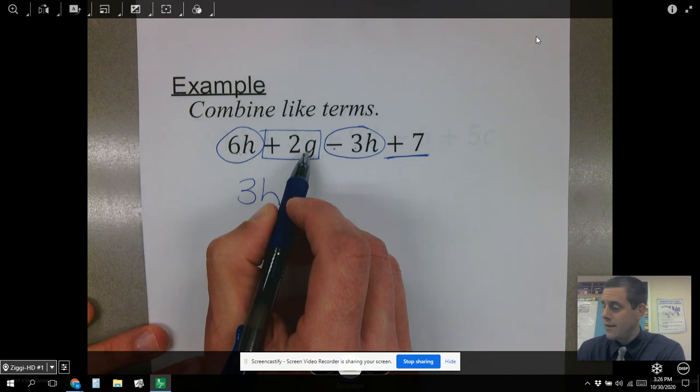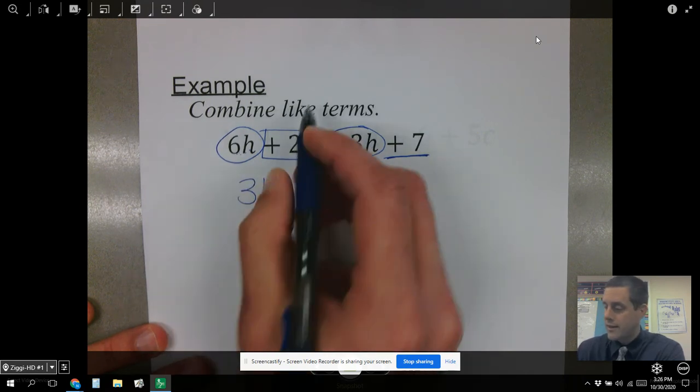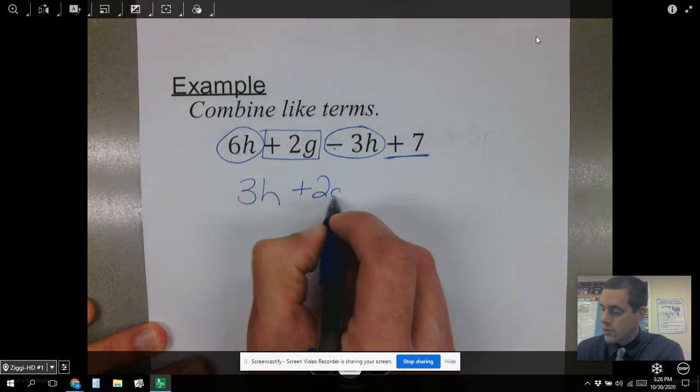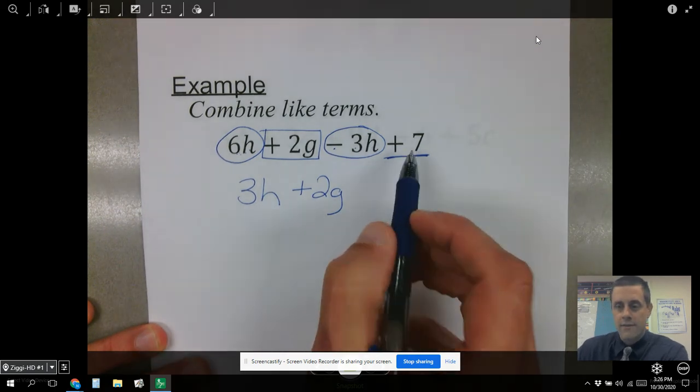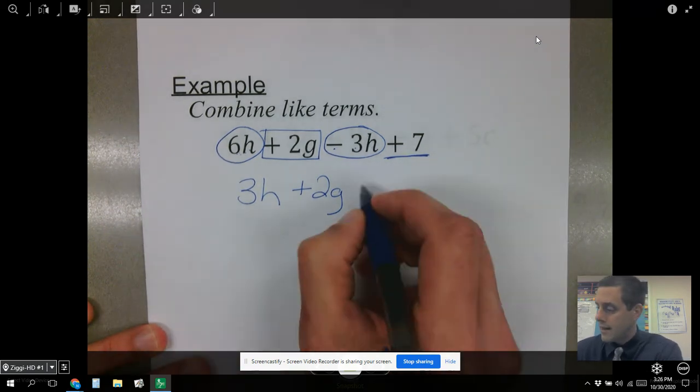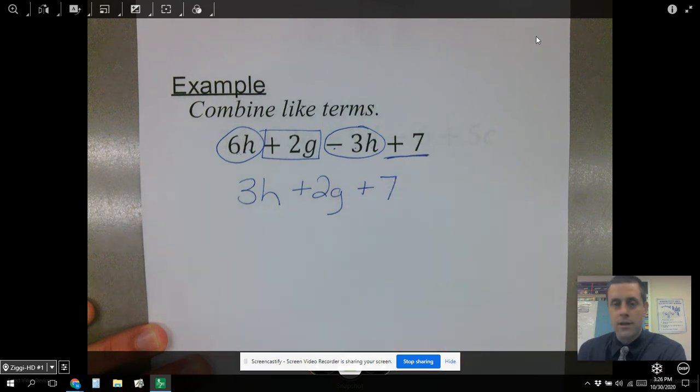2g has nothing to combine with. There are no terms that are like it, so I'm just going to bring down the plus 2g. And same thing with the 7. 7 is a constant term. It is not like any of the other terms, so I can just bring down the plus 7.